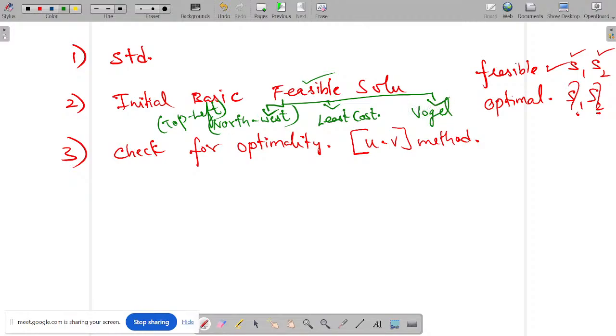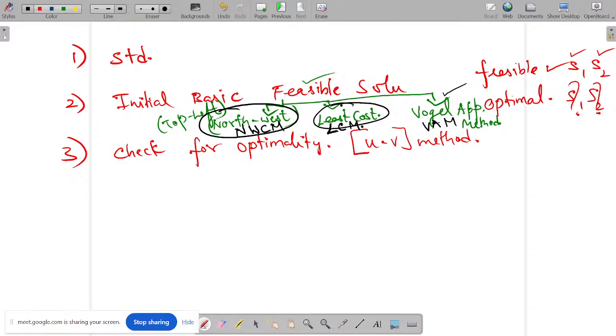Vogel. It's called Vogel's method. And most of the time it's called Vogel's approximation method. What are the three methods we have here? Northwest corner method, NWCM, least cost method, LCM, and Vogel's method, called VAM, Vogel's approximation method. If you find the solution using all the three methods, you will definitely find that Vogel's approximation method will give you the minimum value compared to the three.